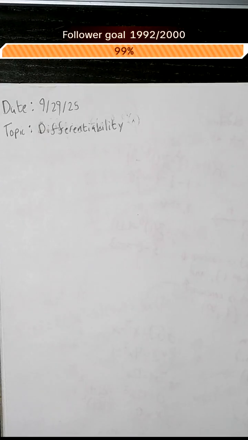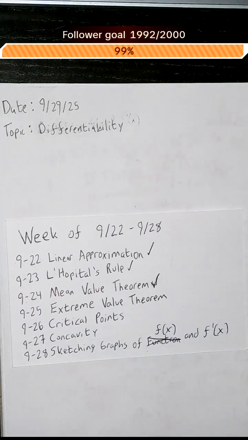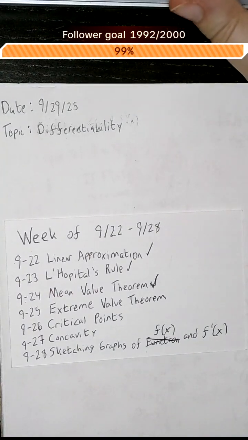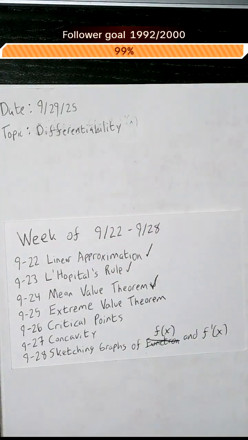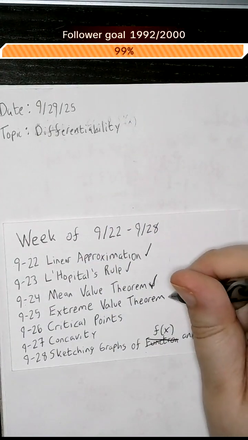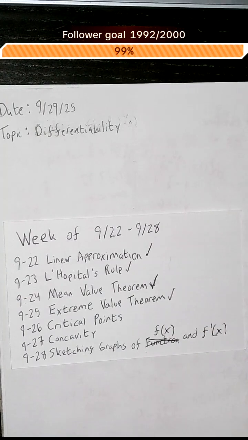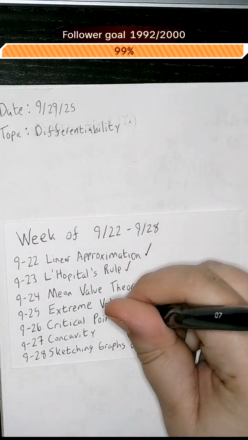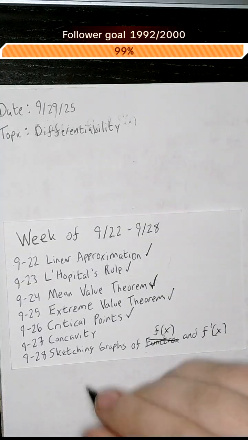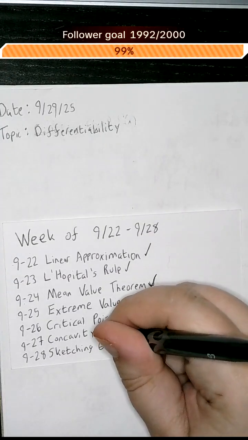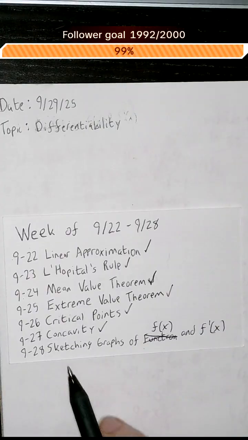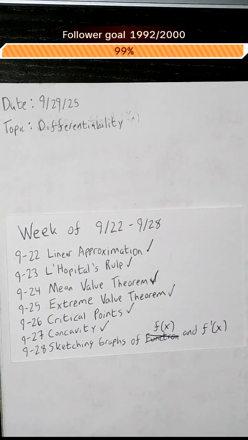And speaking of that, we haven't updated our checklist in a while. We did extreme value theorem already, so we'll go ahead and check that. We did it on the same night that we did critical point, so we'll check that. We did concavity on Saturday night, so I'll check that off. And I'm saving this for tomorrow.